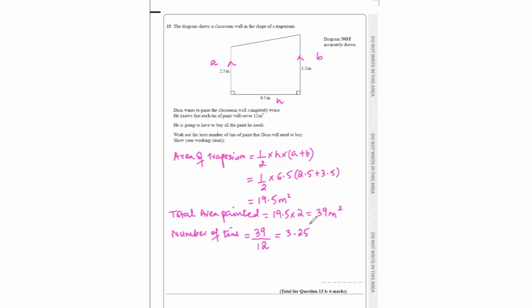Now, obviously, we cannot buy 3.25 tins of paint. It has to be an entire tin of paint. They won't give us a 0.25 tin. So the least number of tins we require is going to be 4 tins. That's your answer.